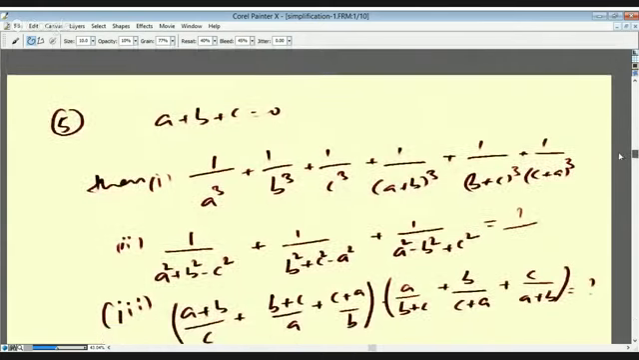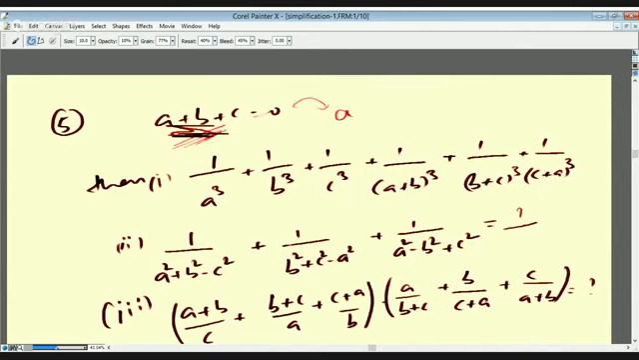Yeah, friends, there is one more famous example, like a plus b plus c is equal to 0. This is very, very famous. A plus b plus c is equal to 0, then how to solve this? Again, go through the substitution, the most general question this is.